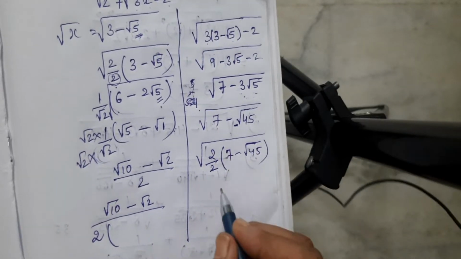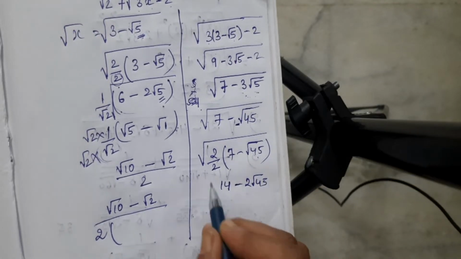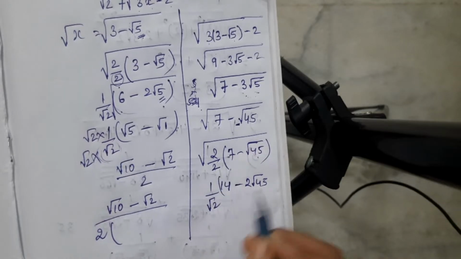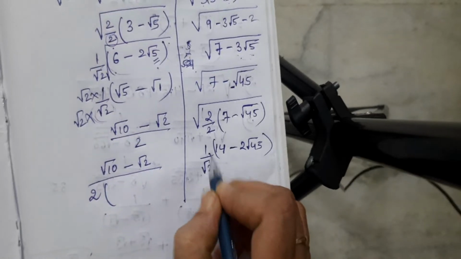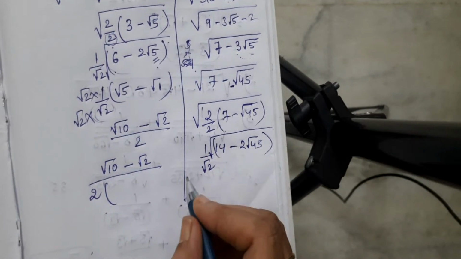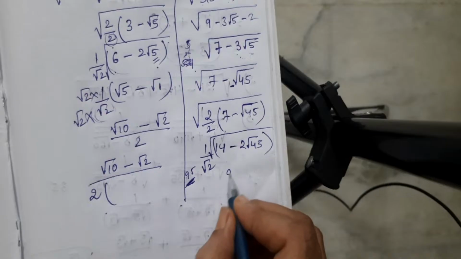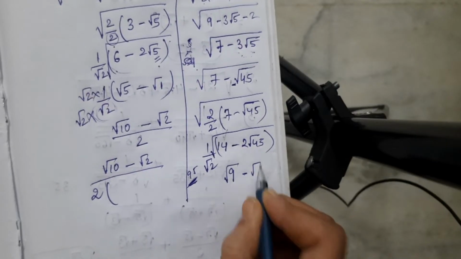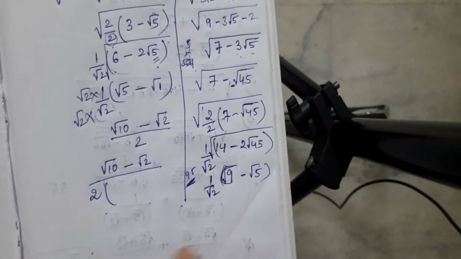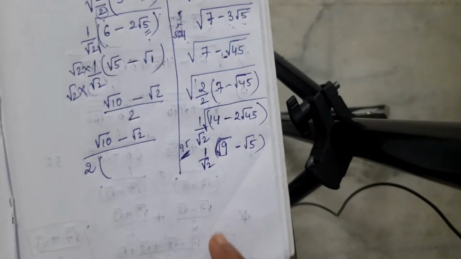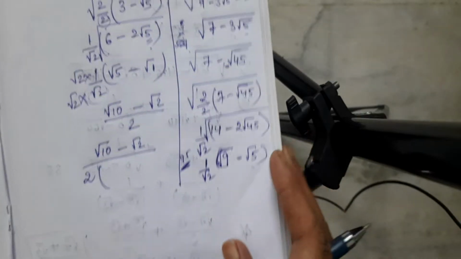Now 2 7s are 14 minus 2 root 45. And then this 2 will be like root 2. It will shift out. Now you can get the answer easily here. 45, 9 5s are 45. 9 plus 5 is 14. So our answer will be 9 minus 5. Is it clear? Is it clear? So we got the final answer for some part of the question, that is this part.